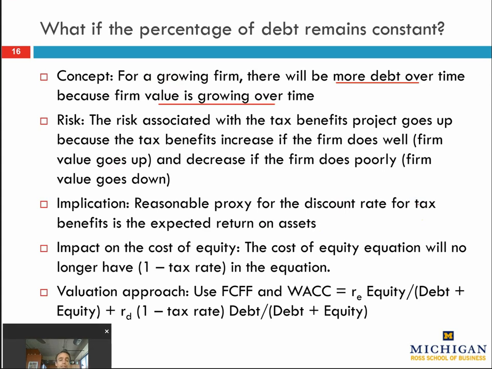So the implication is that if things go well for CVS, enterprise value goes up, and the amount of debt in dollar terms goes up because it's going to be held as a constant percentage of enterprise value. And with more debt, there are more tax breaks on debt because there are more tax deductions on interest. If CVS does poorly, enterprise value goes down. The amount of debt in dollar terms goes down because it's being held at a constant percentage of enterprise value.